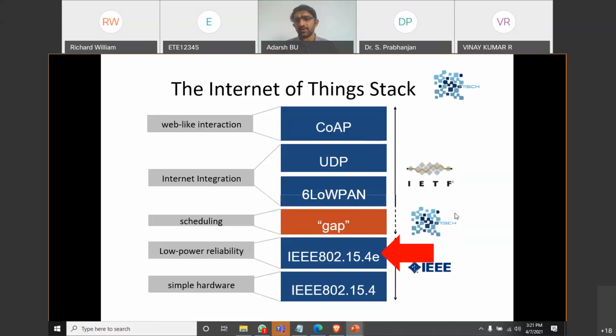So that is what the 6TiSCH group is working on. That is an amendment to the MAC layer, not an amendment to the network layer. So this gap is addressed by an amendment to the MAC layer, which is the IEEE 802.15.4E standard. So this is where the 6TiSCH standardization came into the picture.